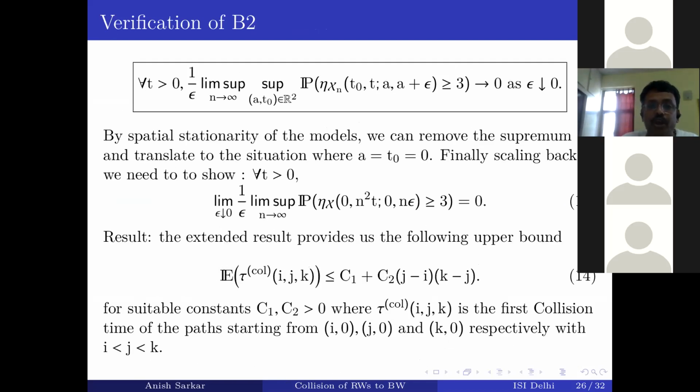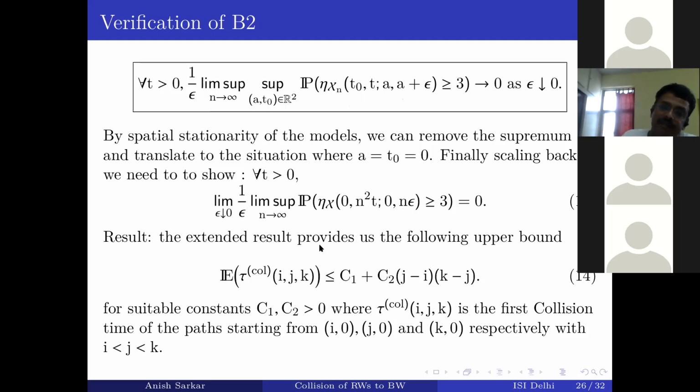The verification of B2. Let me spend a couple of minutes on this. The first thing was a and t naught, and these models are translation invariant, so there is no difficulty in setting a to be zero and t naught to be zero, and all the probabilities remain the same. So you have something like this that you want to consider.